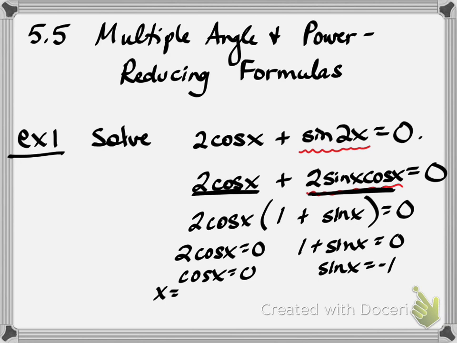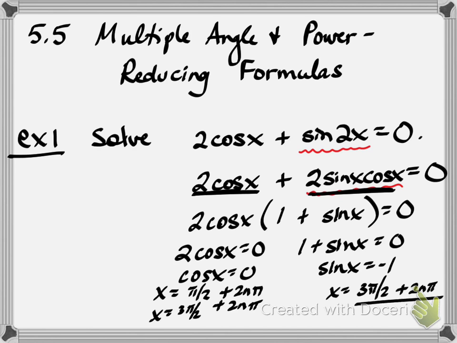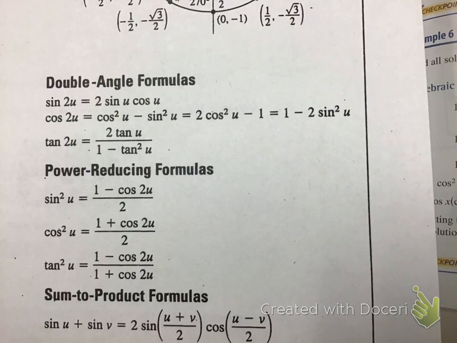So cosine is 0 at pi over 2 and 3 pi over 2. And sine is negative 1 at 3 pi over 2. And they did not restrict us, so we say plus 2n pi for all 3 of these. And these are actually the same, so you would only really have to write it once. But that's what's new, is that we have this double angle that we need to change using the double angle formula.